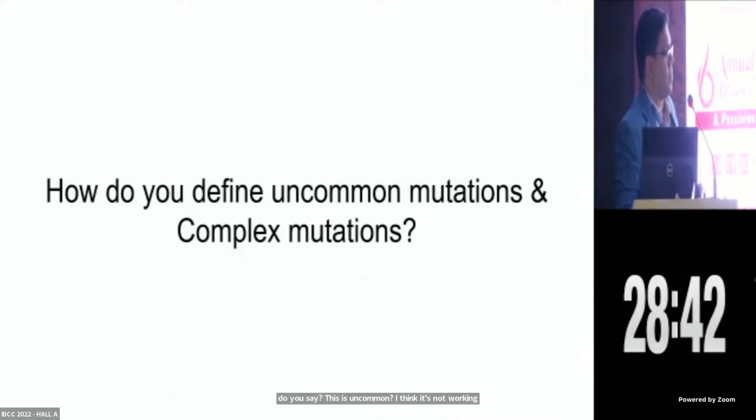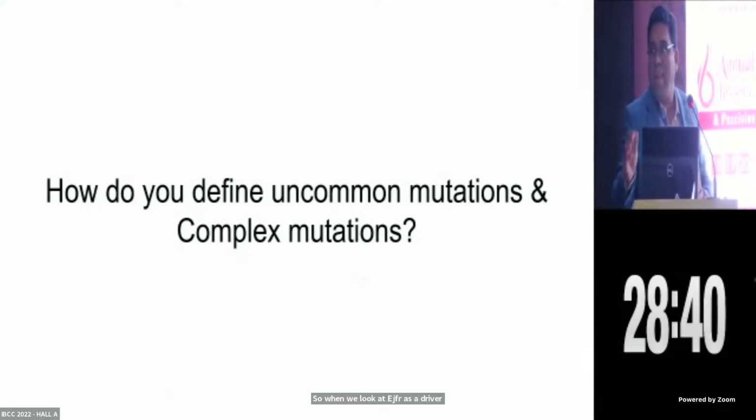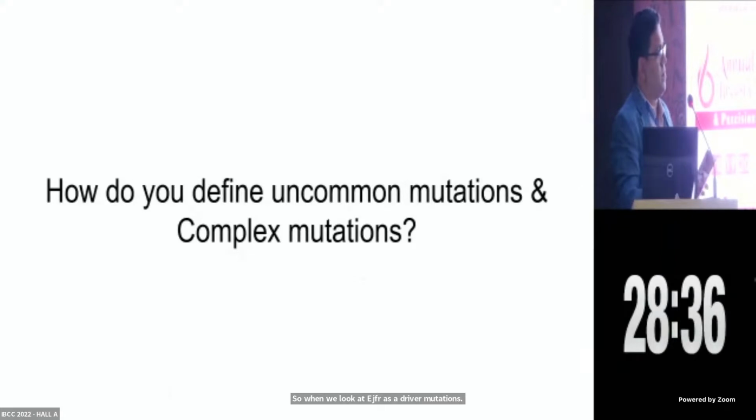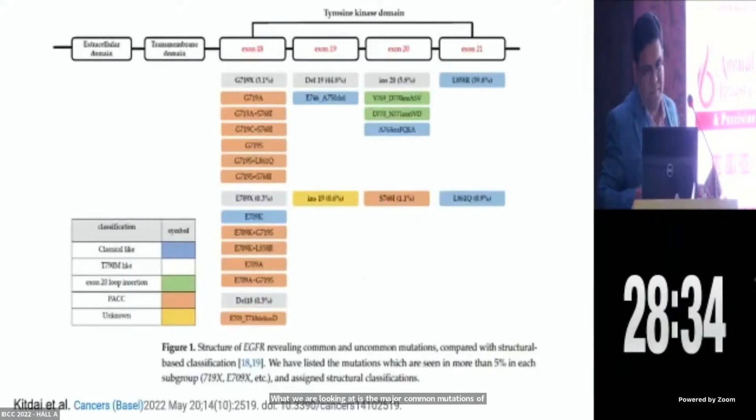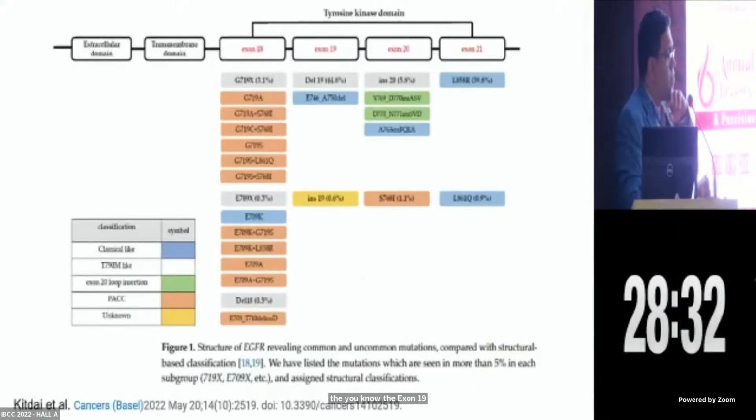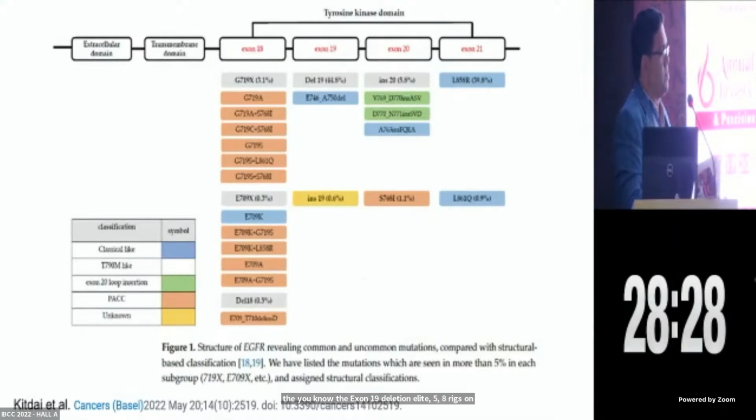So when we look at EGFR as a driver mutation, what we are looking at is the major common mutations of the exon 19 deletion and L858R, exon 21. Then the major uncommon mutations and minor uncommon mutations is what I see. And these are the exon 20 mutations. And the very uncommon, minor uncommon mutations include those in the exon 20 insertion and all those things.